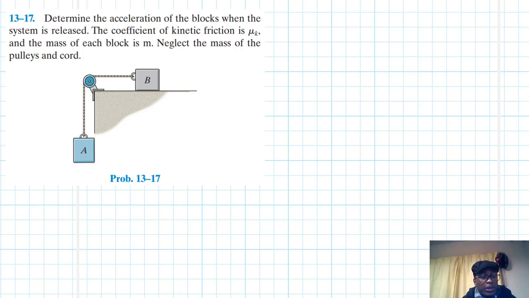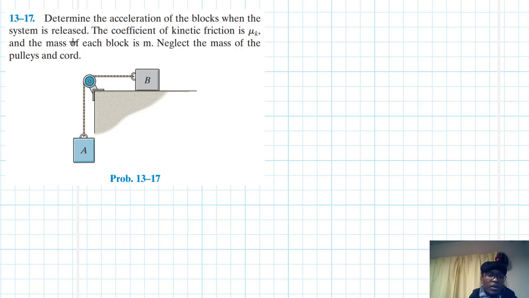The problem reads: determine the acceleration of the blocks when the system is released. The coefficient of kinetic friction is mu k and the mass of each block is m. So they have the same mass m. Neglect the mass of the pulleys and the cord. This problem is coming from Engineering Mechanics: Dynamics, 14th edition, by R.C. Hibbeler.